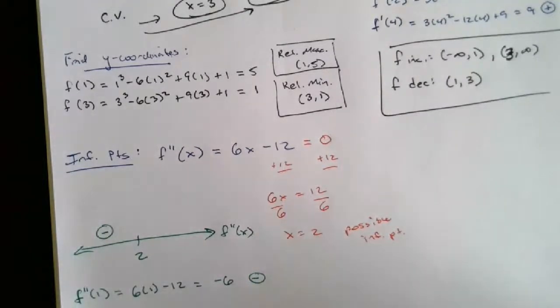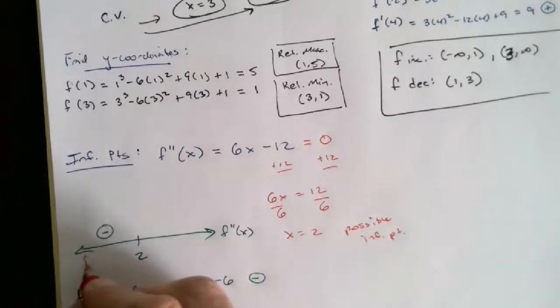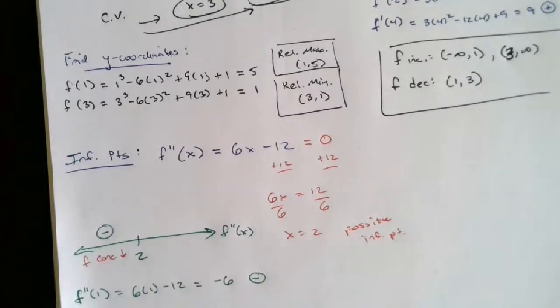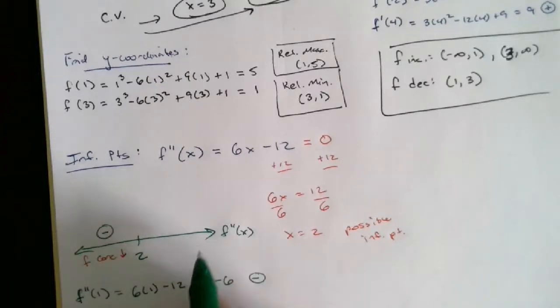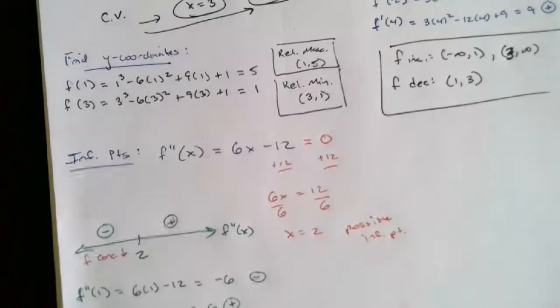What's that tell you? If it's negative to the left of 2, it also tells you that the original function, f, is concave how? Well, it's concave down to the left of 2. And to the right of 2, I'll pick a point. Maybe I'll pick 3. So f double prime of 3 is equal to, now you could have picked any value you wanted to the right, but it'll be 6 times 3 minus 12. 6 times 3 is 18 minus 12, so it's a positive 6. The important thing is that this is positive, so I know everywhere to the right of 2, the second derivative is positive.